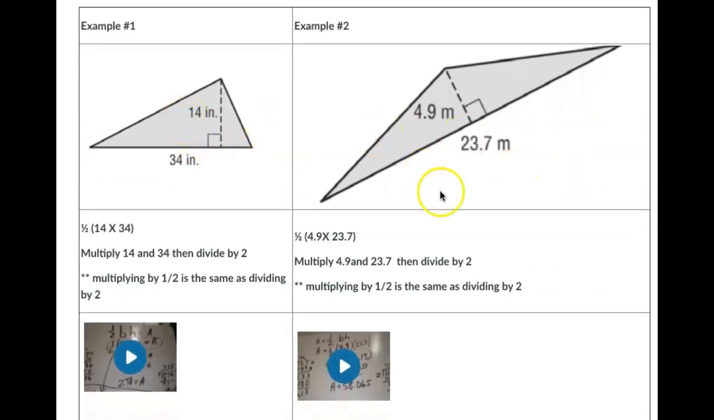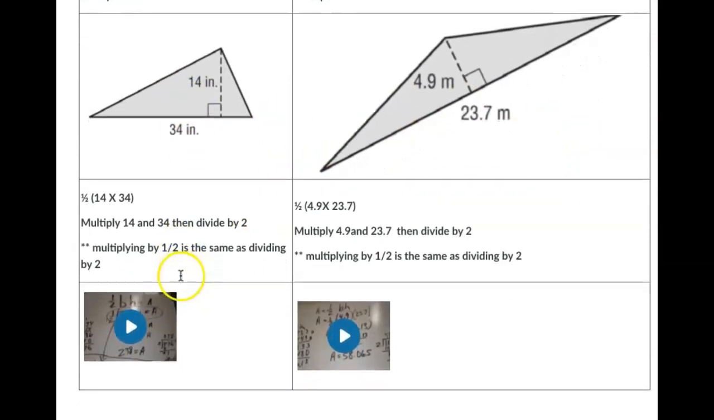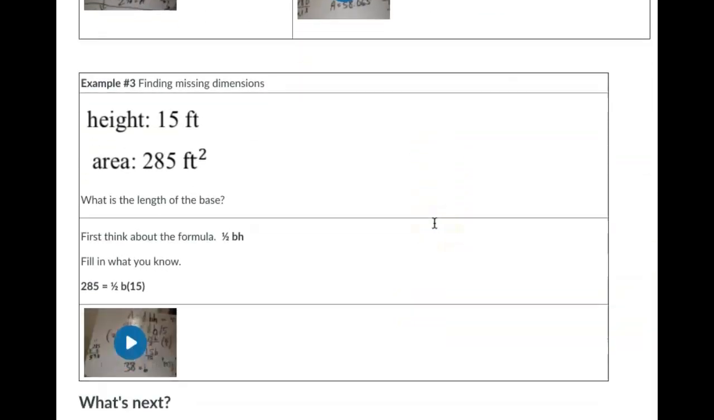There are 2 examples of how to do this, and all you have to do is read through the information about how to solve this particular area problem. You can watch the video for more support. Same thing. There's another one over here. Watch the video for more support.